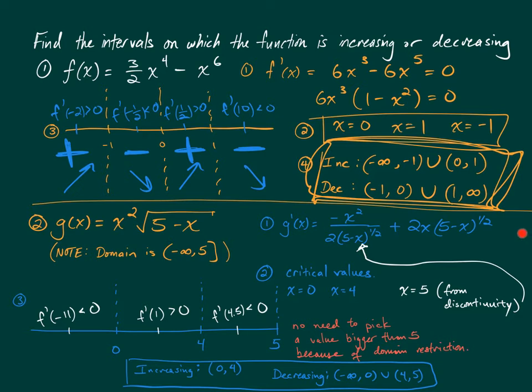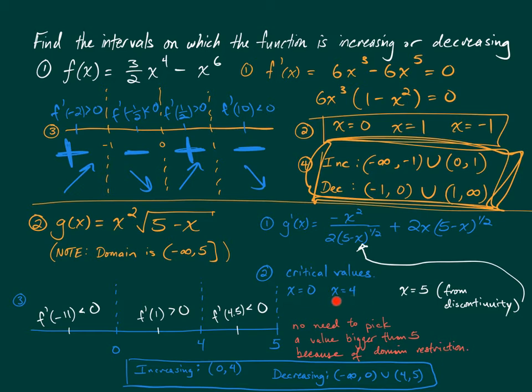And then when you set this equal to 0, the first thing you'll want to do is multiply each term by 2 times the quantity 5 minus x to the 1/2 power. That way you can get rid of the denominator. 2 times 2 will give you the 4. This to the 1/2 times this to the 1/2 gives you 5 minus x to the 1. So then you can go through and solve for x in this new equation, and you'll set it equal to 0 and solve for x and get x equals 0 and x equals 4.